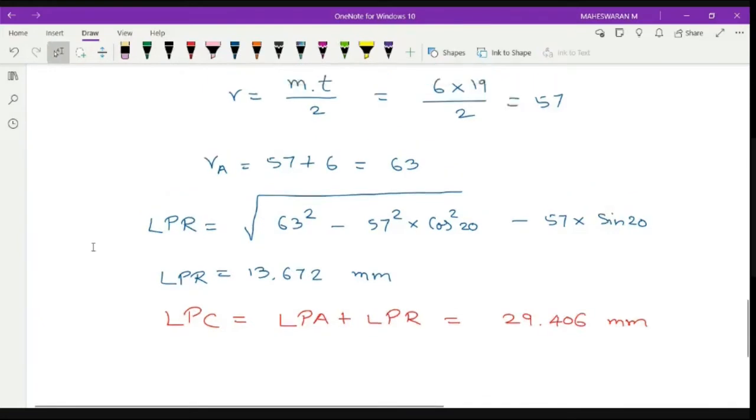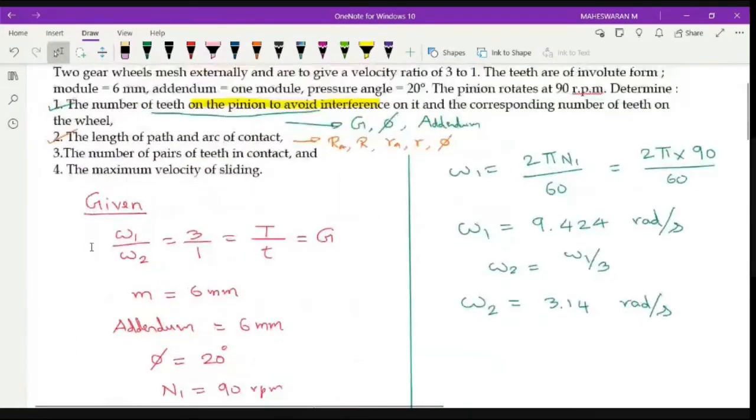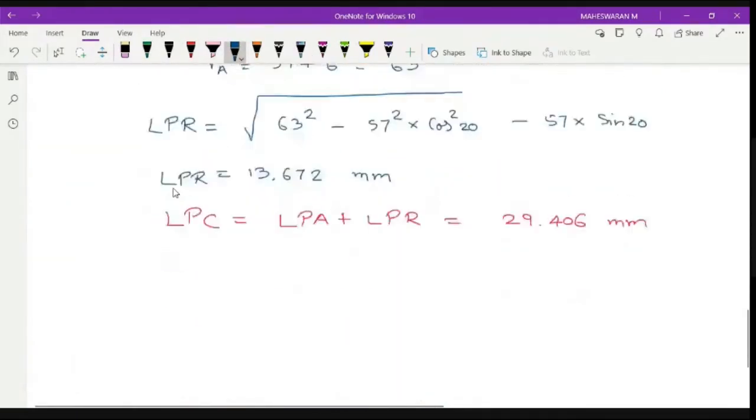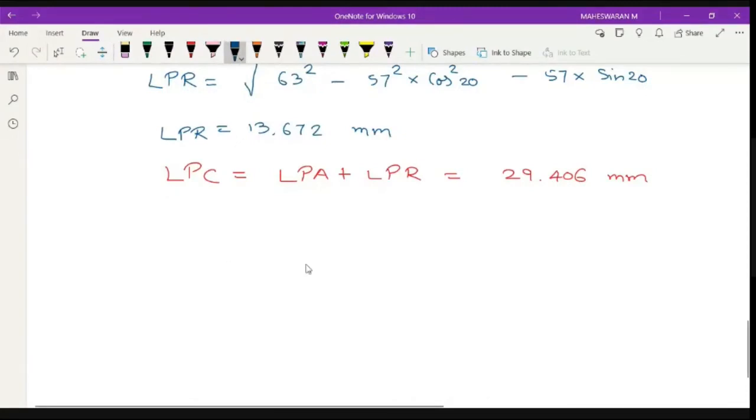Next, what are they going to identify? When you look here, the next thing is they are asking for the number of pairs of teeth in contact. What is this actually? What does it mean? Length of arc of contact divided by circular pitch. Yeah, it is nothing but the contact ratio. So the number of pairs of teeth in contact is the contact ratio. Contact ratio is length of arc of contact.